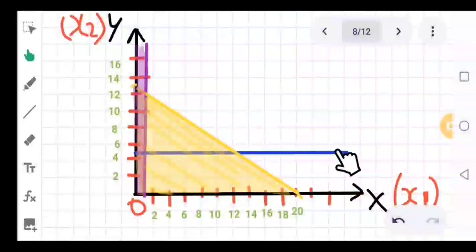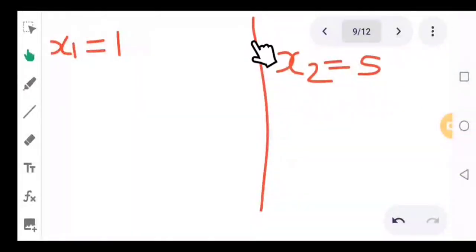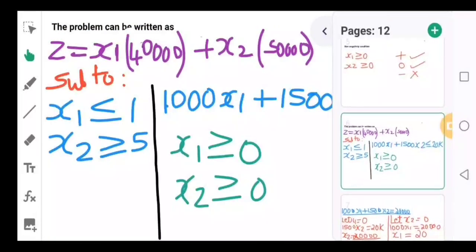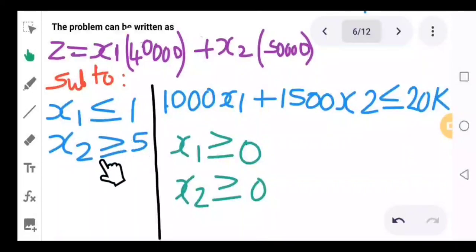to this line also. The blue line is with respect to this linear equation, that is x2 is equal to 5. Here we have taken it as equal to because we wanted to convert it into a linear equation. But in reality, it was a greater than or equal to sign.